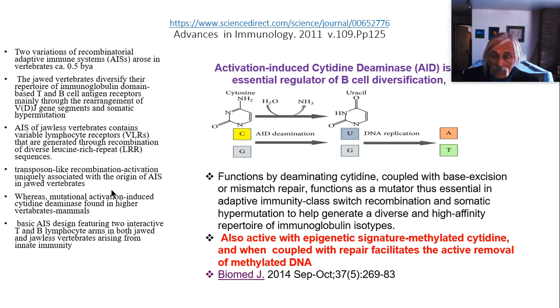Transposon-like recombination activation also occurs uniquely, and it's associated with the origin, probably, of the AIS. We think that's where it came from: transposons. Transposons carry with them the machinery to go into chromatin and rearrange it, and at the same time have the enzymes expressing so that they can do that rearrangement.